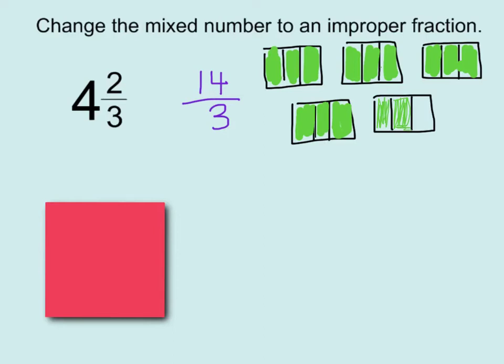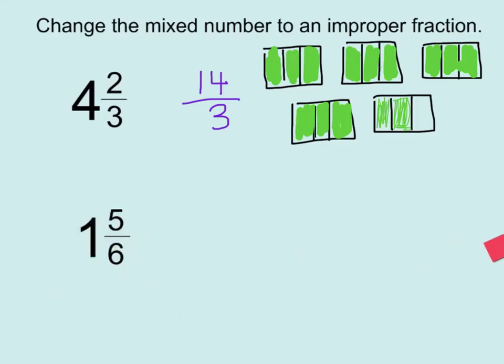Let's take a look at this next example. Here I have 1 whole and 5/6. Remember our steps. We're going to multiply our denominator times our whole number, and then we add the numerator. 6 times 1 is 6, plus 5 is 11. So I have 11/6. That is my improper fraction. 1 whole and 5/6 would be 11/6.